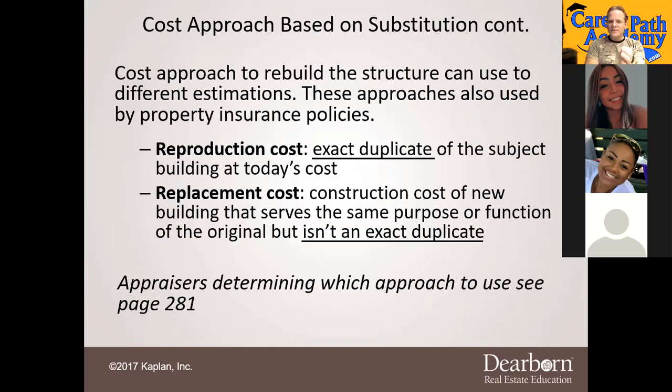So you see the difference between replacement cost and reproduction. Replacement is going to replace it with something else that's usable, that will serve the purpose. Reproduction makes an exact duplicate. They'll make you whole again. They'll replace it with the Viking appliances and custom cabinetry and granite countertops, or marble, or concrete, or whatever kind of custom countertops you had.